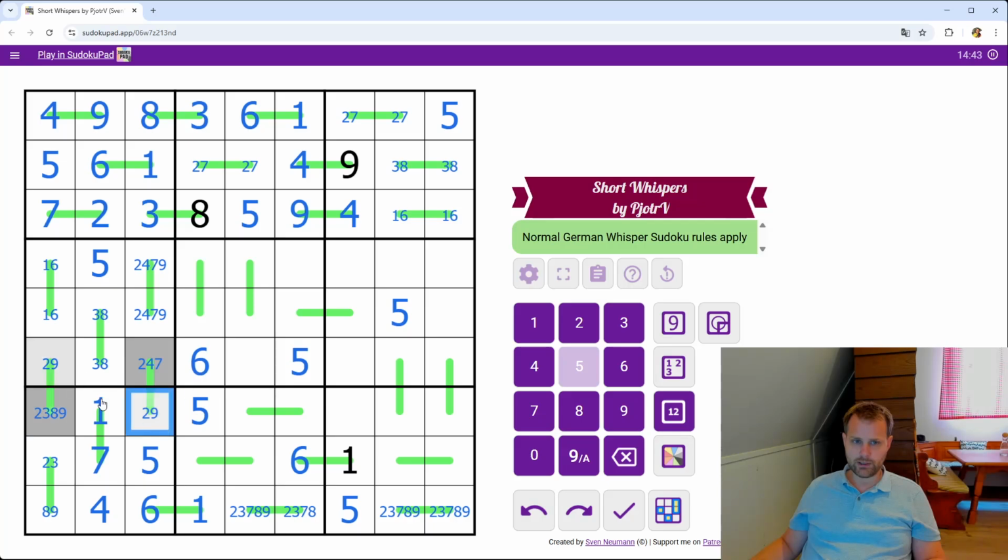But we don't know yet which parity. So what we have left here is a 4, 9, and the other one is a 2, 3 with an 8. This is not 3 or 8.